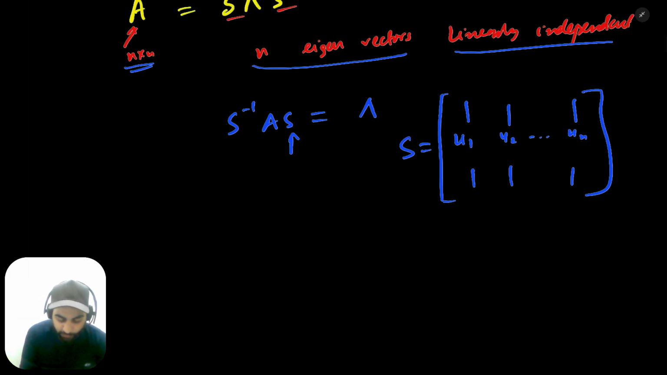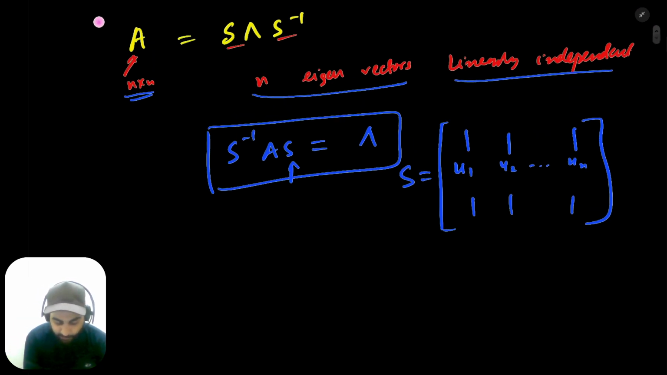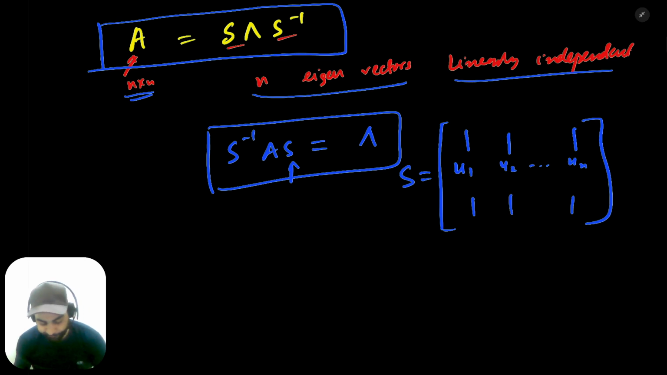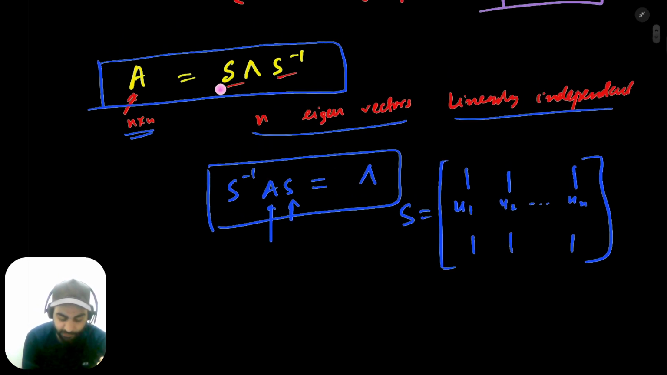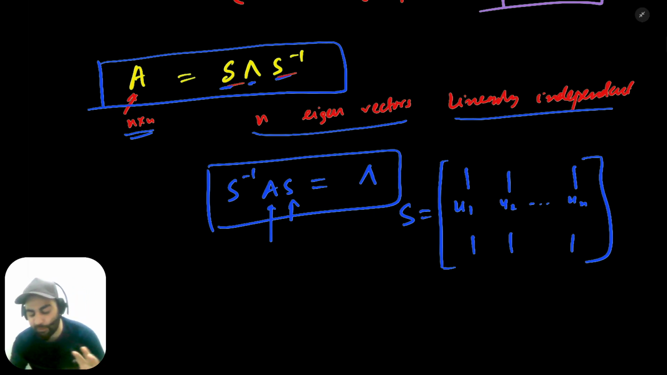We can take this equation or this equation; they are one and the same. So S is the matrix which has these eigenvectors as its columns, S inverse is the inverse of that, and A is the original matrix. If you see the factor, this is the factorization: S, lambda, and S inverse. Now I need to prove this.